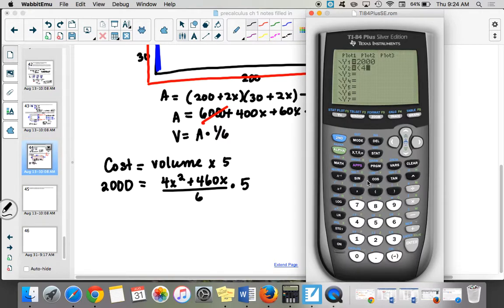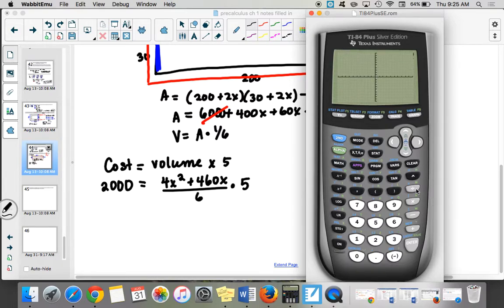And I'm going to do 4x squared plus 460x times 5, and then all divided by 6. So you can just do times 5/6. So when we hit graph, we're not going to see anything.